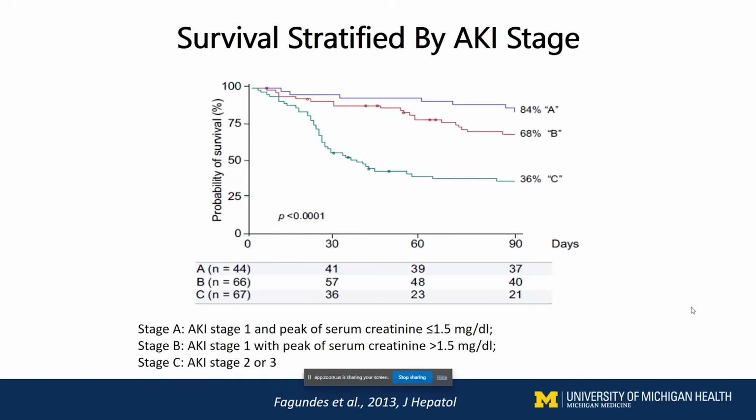So this study looked at the survival of patients with AKI by stage of AKI. They combined stage 2 and 3, and what they found was that if you have stage 2 or 3 AKI, the survival significantly drops to 50% at 30 days and 36% at 90 days. Also, if you have stage 1 but your serum creatinine peaks at greater than 1.5, then the survival is lower compared to stage 1A.